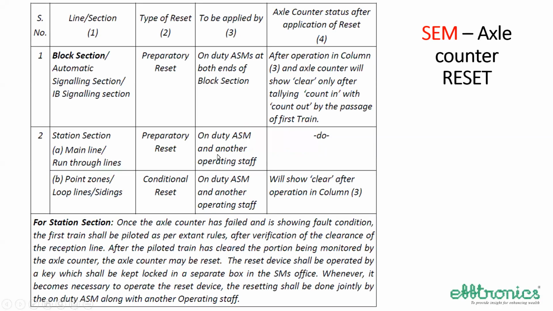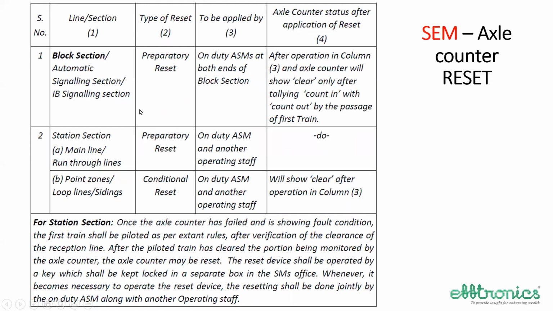When we do the reset, what the system assumes is that there is no train in the section. That is the reset implication. That is why it has to be fail safe. This is what the SCM of Indian Railways says.